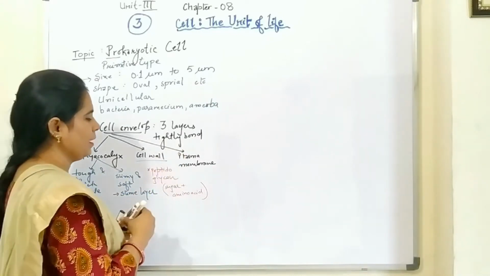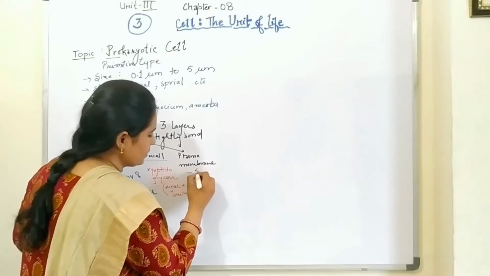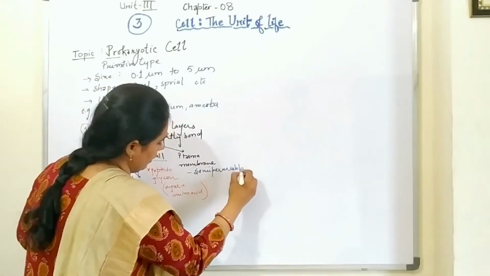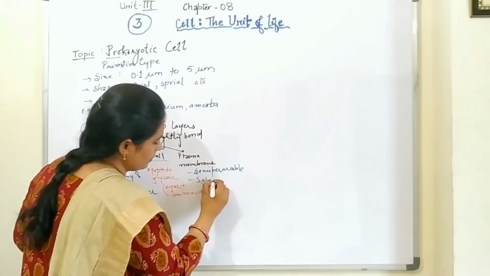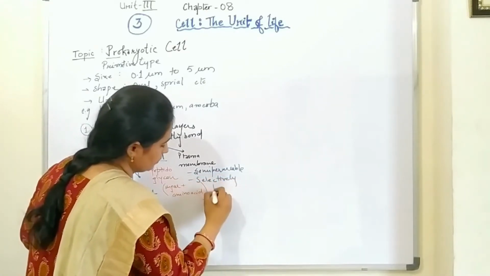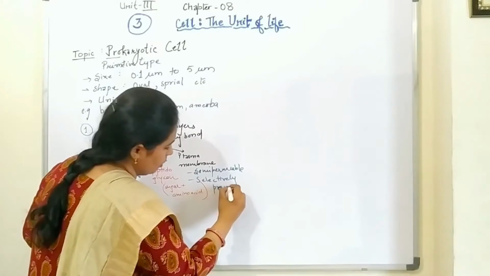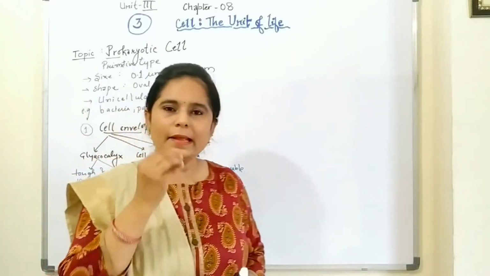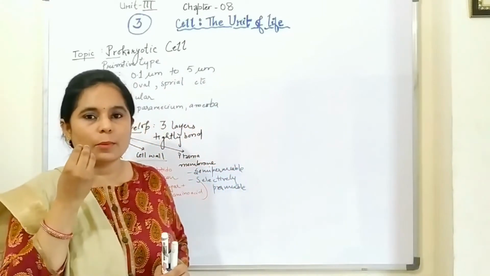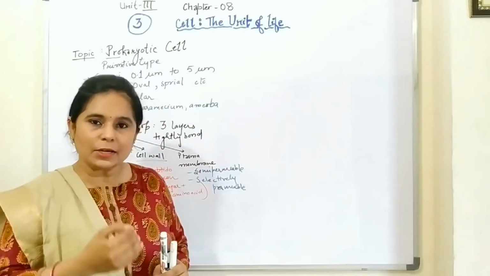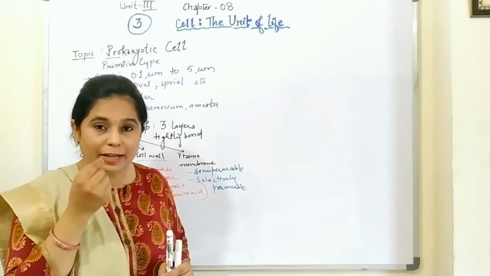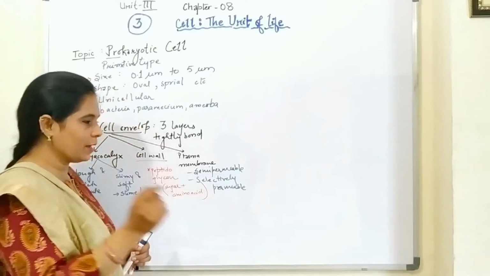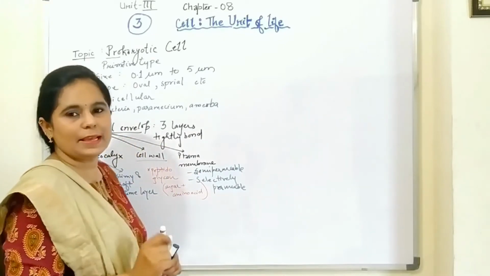The plasma membrane, you know, is semi-permeable in nature. It is selectively permeable. So because of this nature of the plasma membrane, it allows very specific, very required things into and out of the cell. The transportation in the prokaryotic cell is controlled by this plasma membrane.